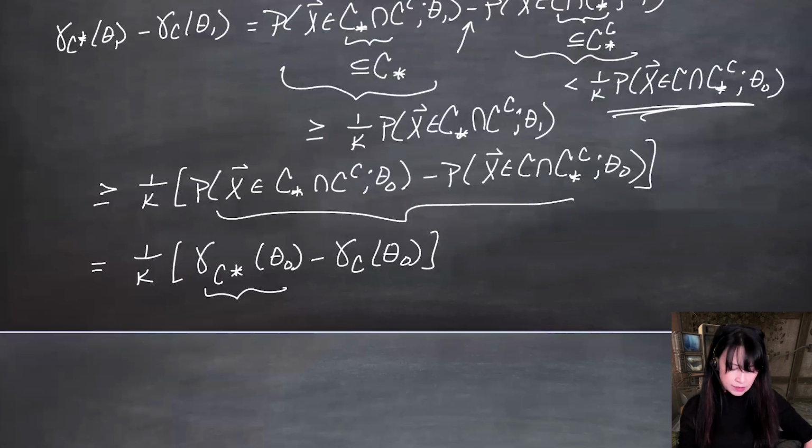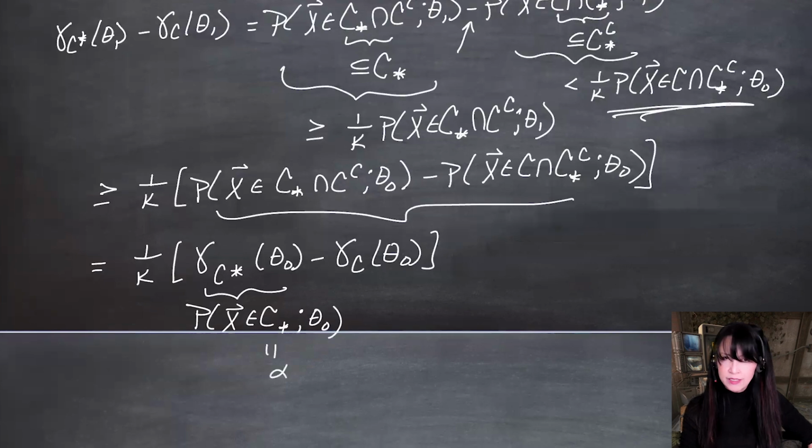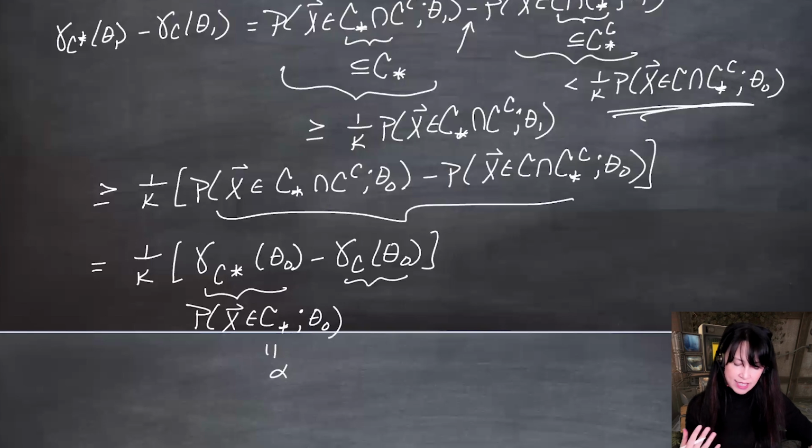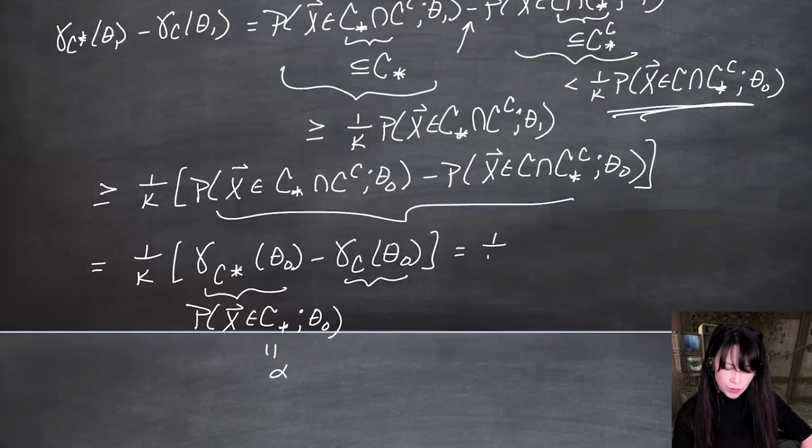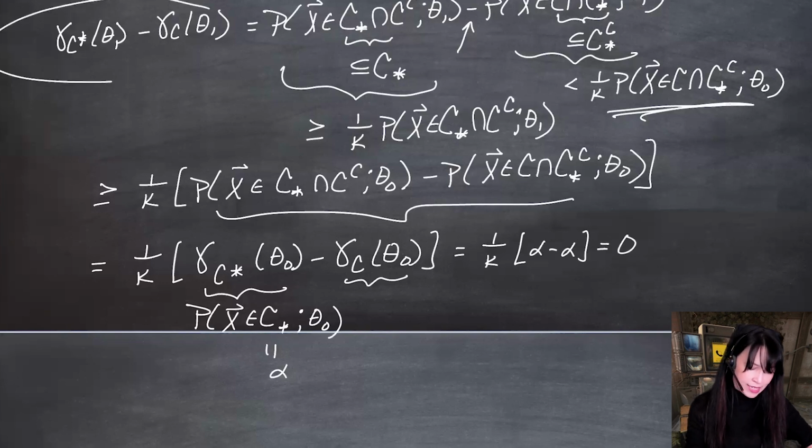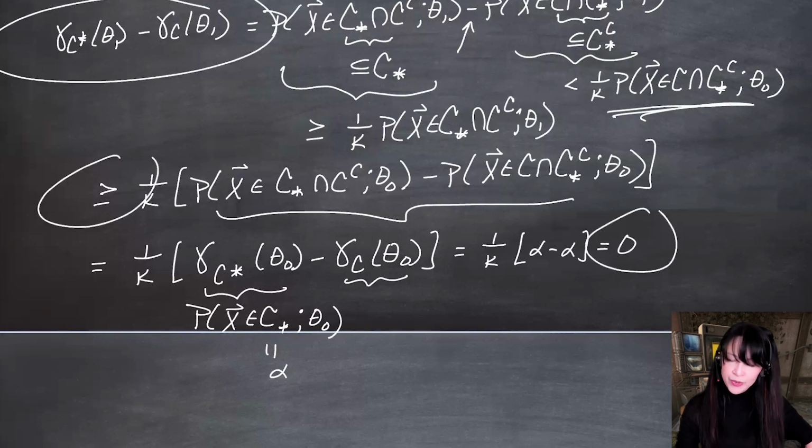And both of these, this is the probability that X is in C star. So you're rejecting, my star went to the wrong place, when the null hypothesis is true. And this is going to be alpha. And because this is a similar statement, but with C instead of C star, and C has size alpha, that's also alpha. This is 1 over k, alpha minus alpha, which is 0. This is greater than or equal to 0.